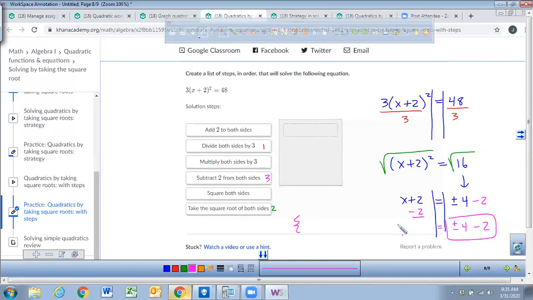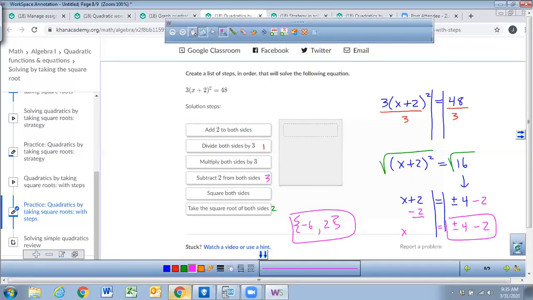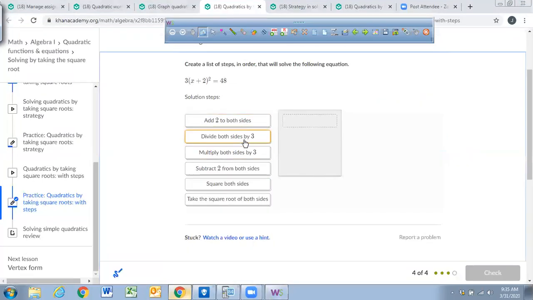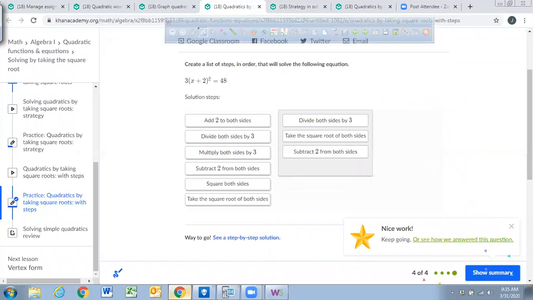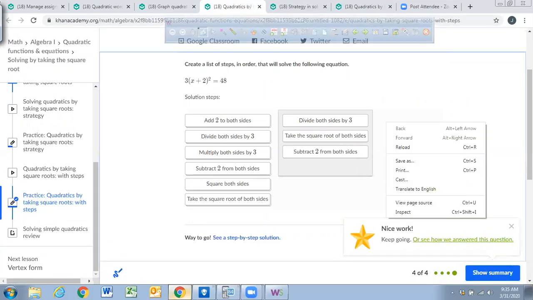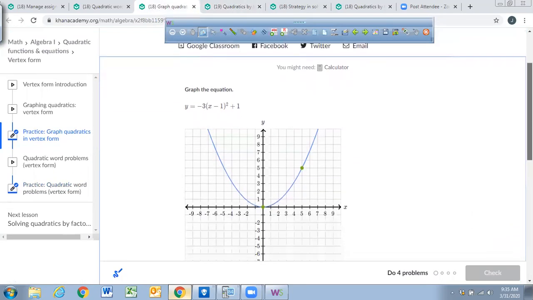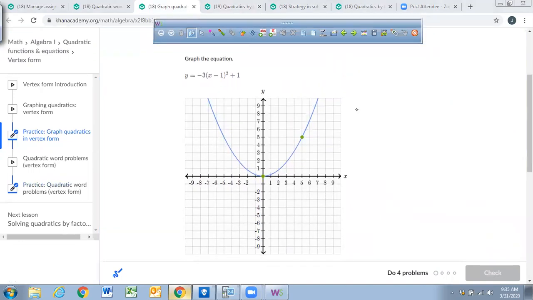Our solution set for this would be 4 minus 2, which is a positive 2, and negative 4 minus 2, which is a negative 6. So that's what you would write as a solution set. But ours is a lot easier. All we have to do is divide both sides by 3, take the square root of both sides, and finally subtract 2 from both sides. Notice we didn't fill in all the slots because we didn't need to. And you're done. We only have a couple more sections to do before we go on to this section right here. Does anybody have any questions? Anybody want me to go back and explain anything that they were confused about?